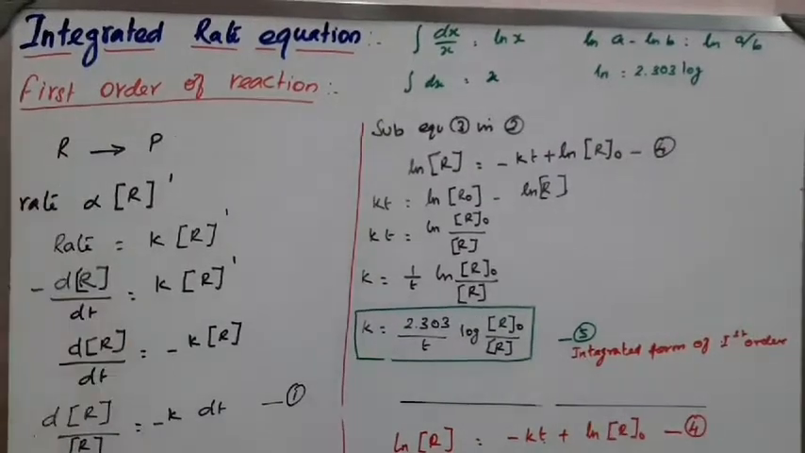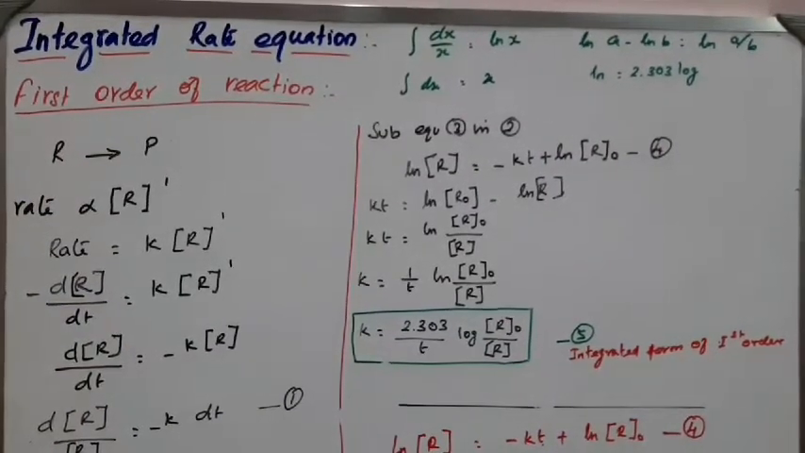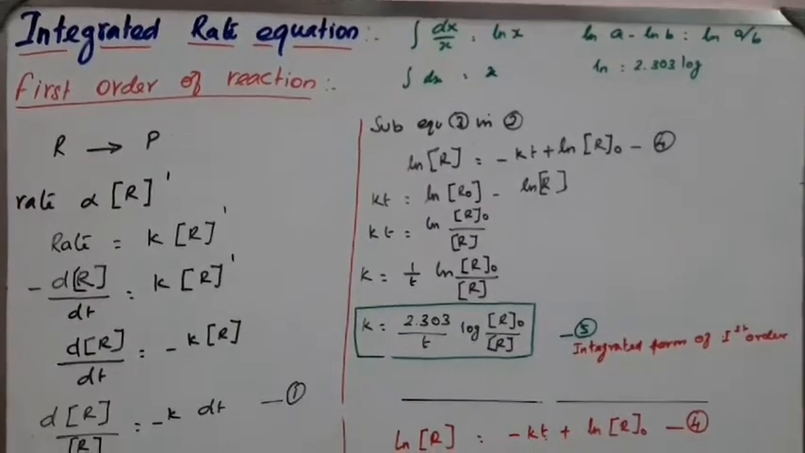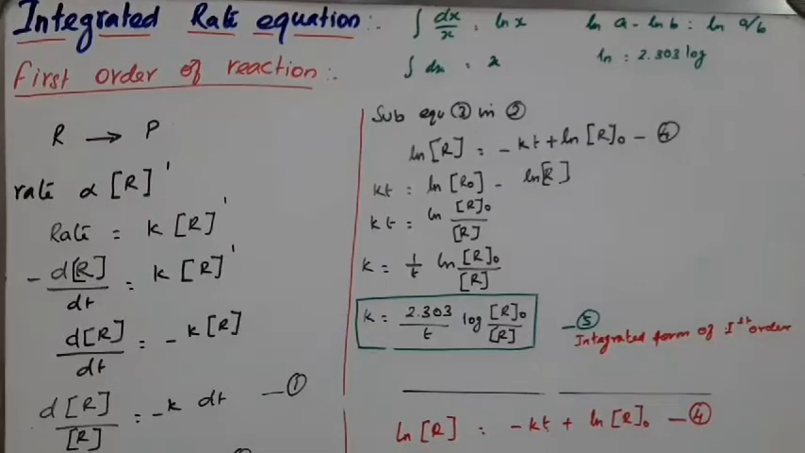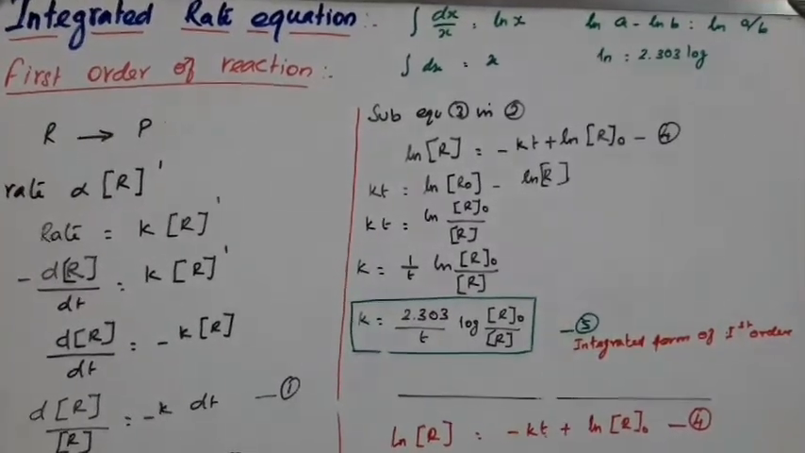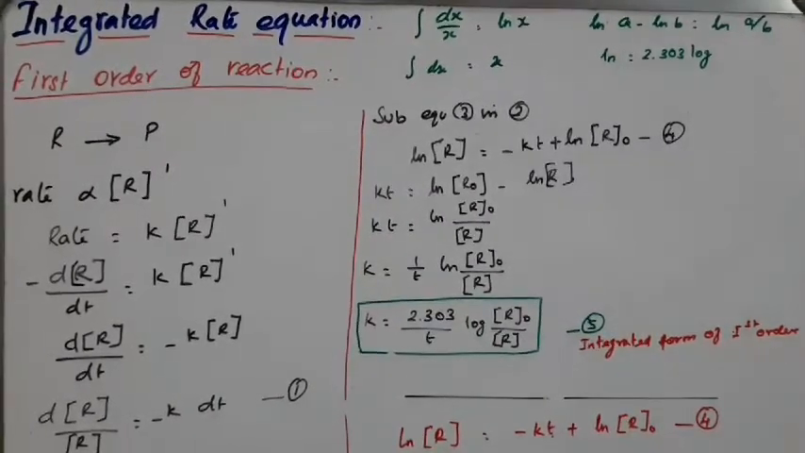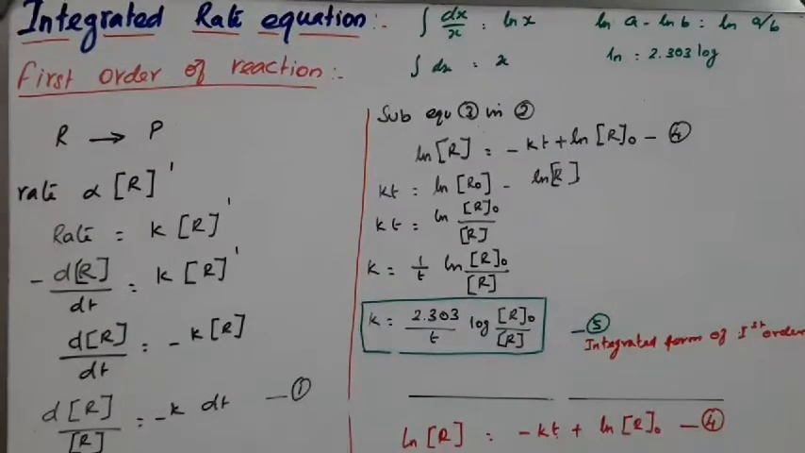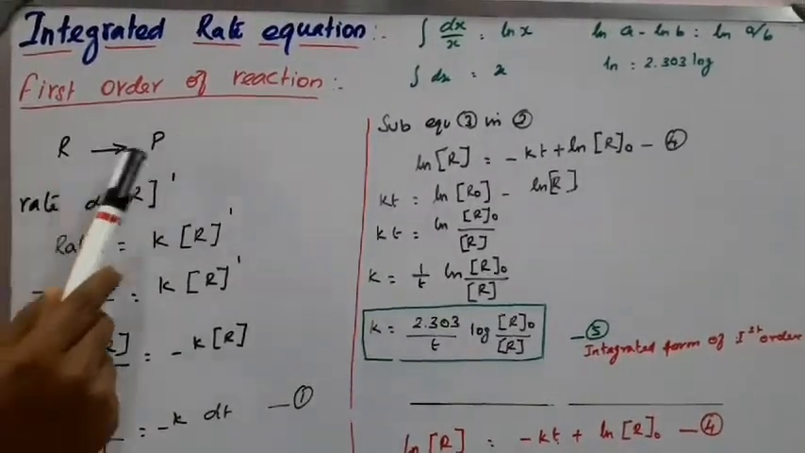Next, the integrated rate equation for first order reactions. Earlier we studied the zero order reaction and its half-life period. First order reaction means that in this class of reactions the rate of the reaction is proportional to the first power of the concentration of the reactant R. We may consider any reactant, and it gives the product.